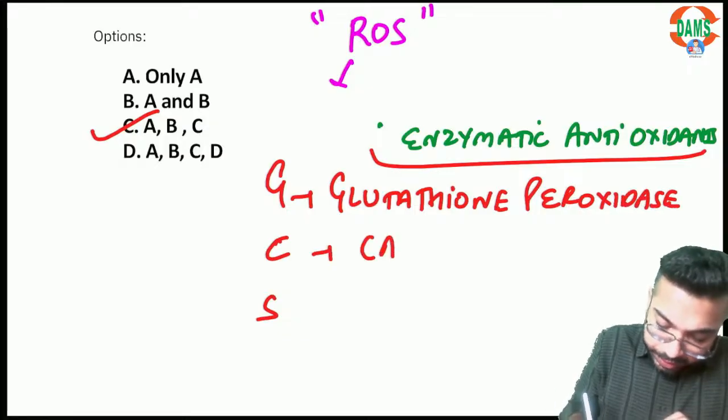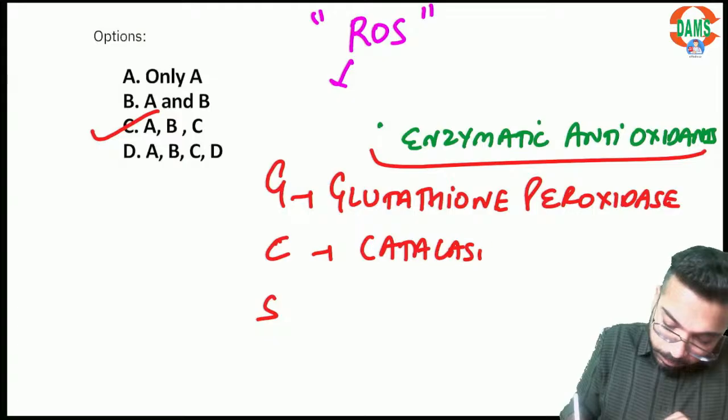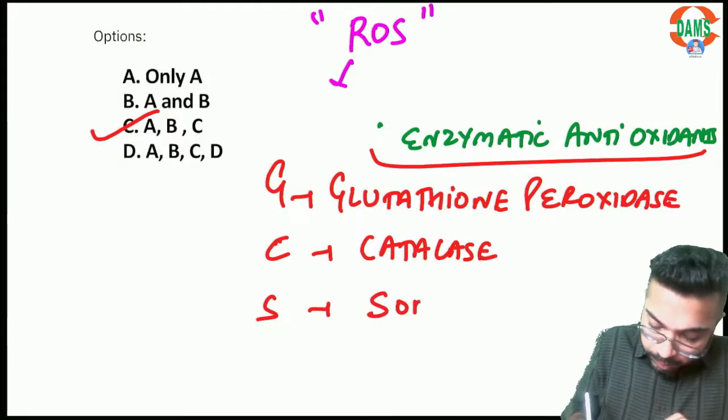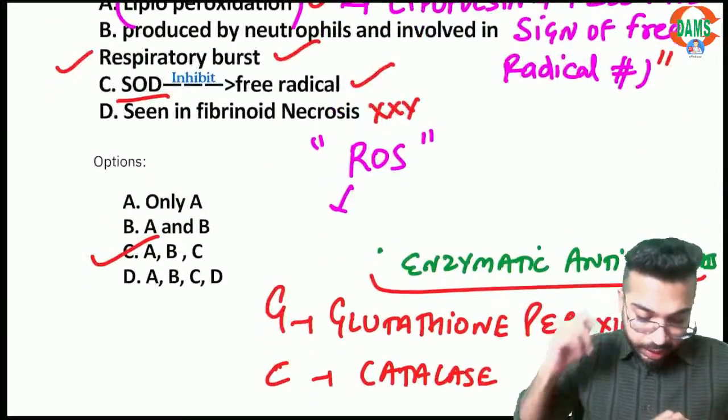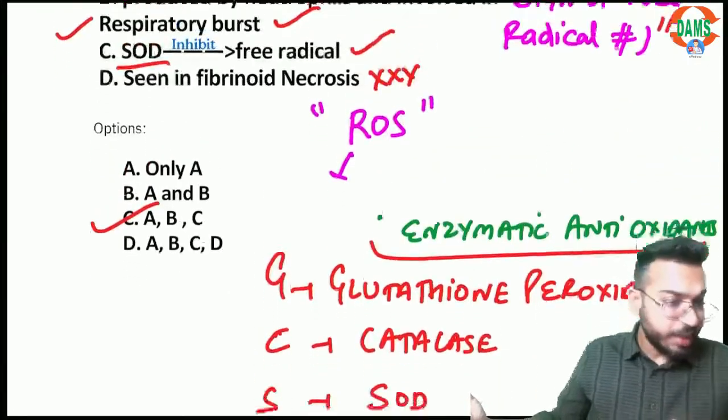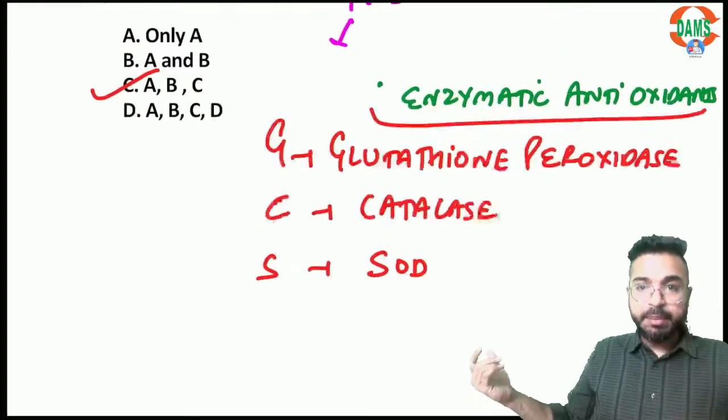C for catalase, and S for superoxide dismutase. Direct question. Correct was asked, so correct is C, obviously. A, B, C will be correct answers.